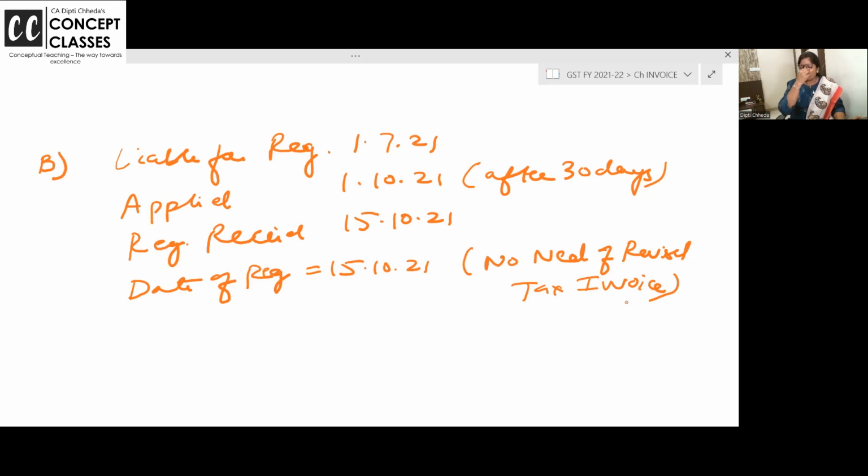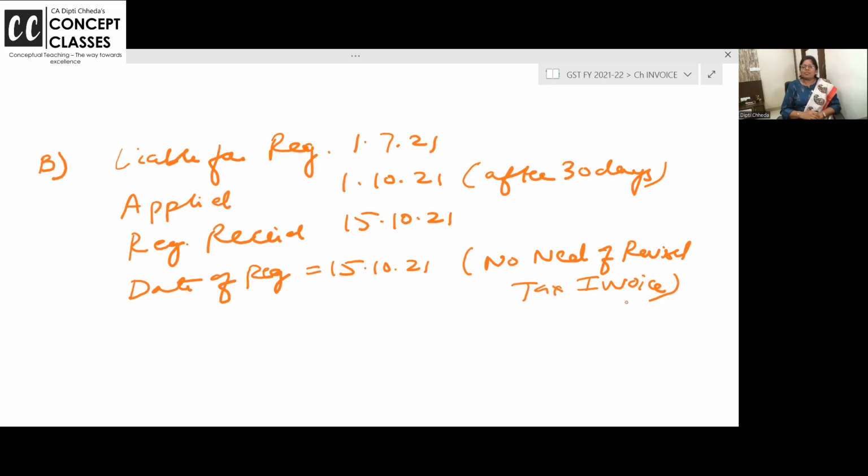Within 1 month of the liable date, if you apply and are granted the registration, the date of registration is the date of the liability. So for that period, a revised invoice or consolidated invoice applies. Here too, you didn't apply within 1 month. So the day you are liable for registration is 15th October, so no need for a revised invoice.